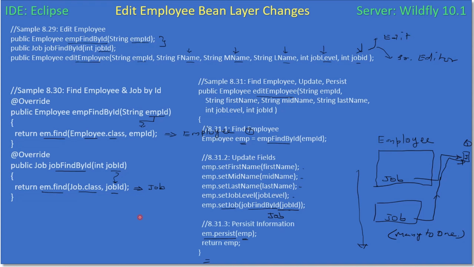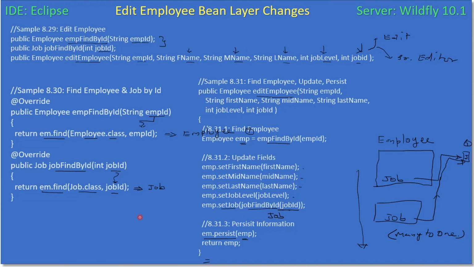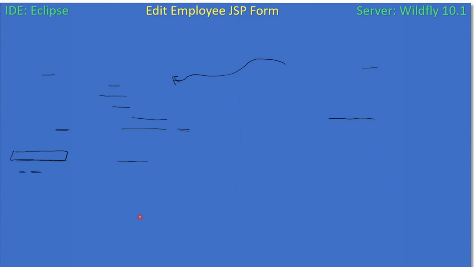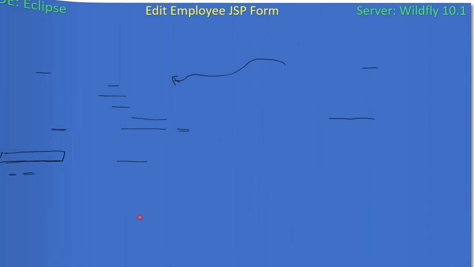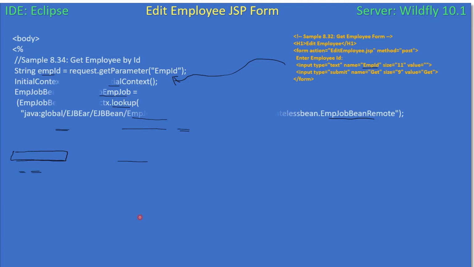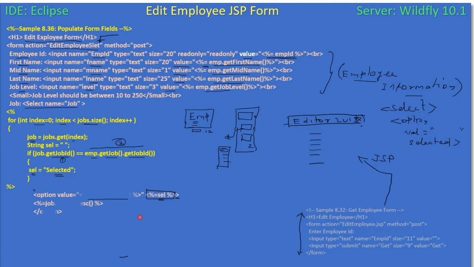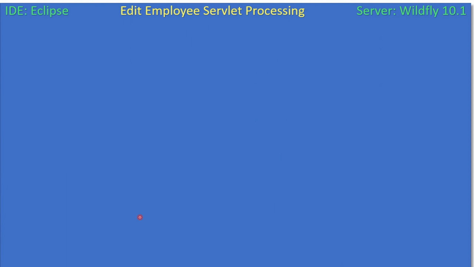Next, we implemented the bean layer function for editing the employee. Then we created an HTML form to get the employee. In the previous video we saw that. After that we created the JSP file which will fetch the employee and populate the form. Now we will go ahead with the servlet processing and end this sub-series.